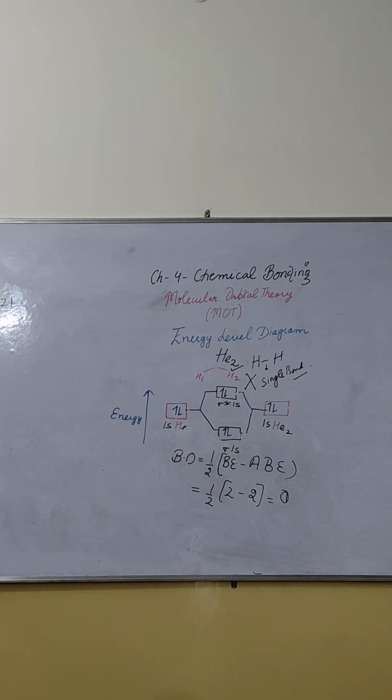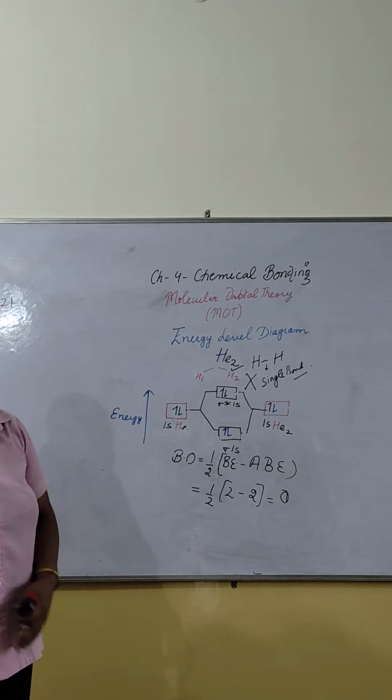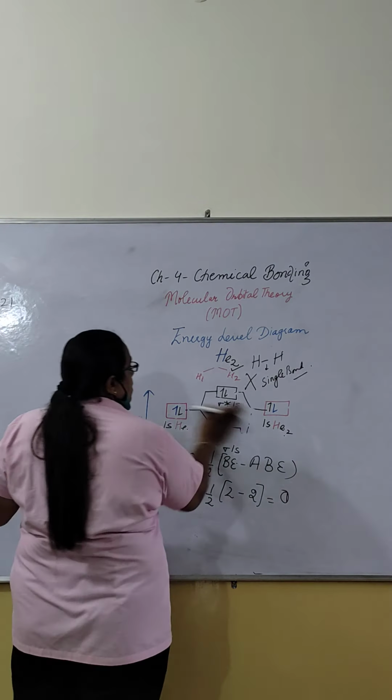Draw it first. Write the names of the molecular orbitals: sigma 1s, sigma star 1s. Write it completely, otherwise your marks will be deducted. And there is a 5 marks question that will come from this topic, for sure. Is it clear? Yes, ma'am.